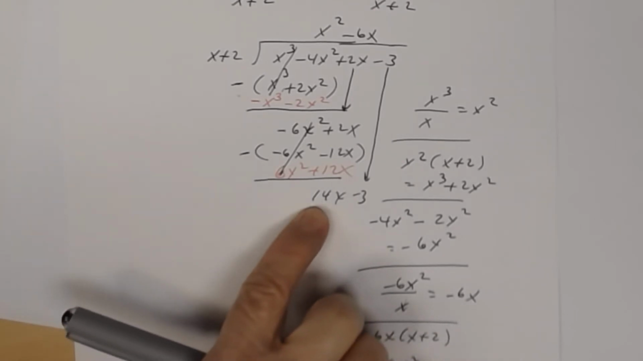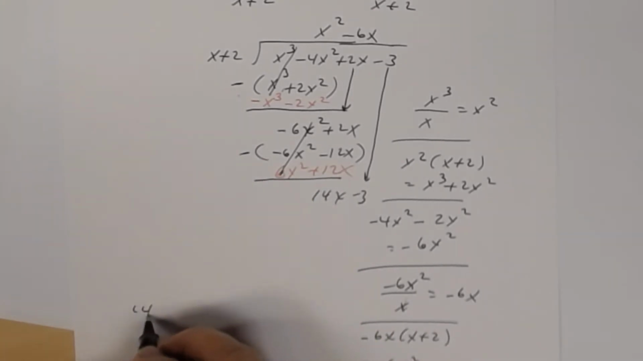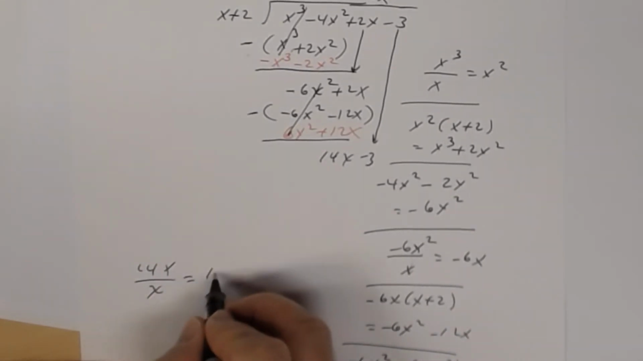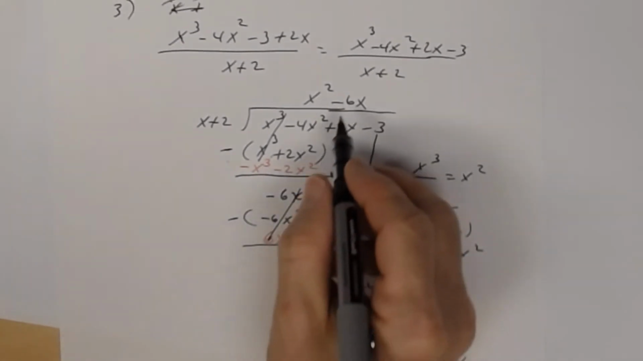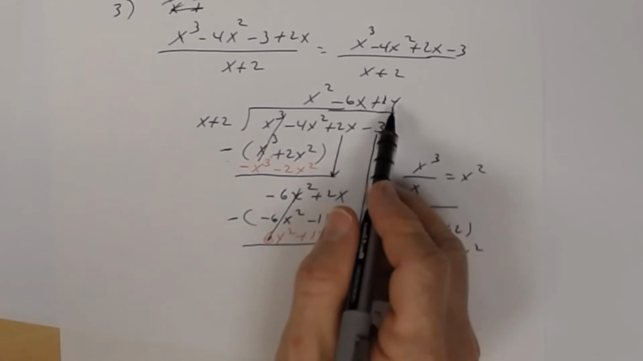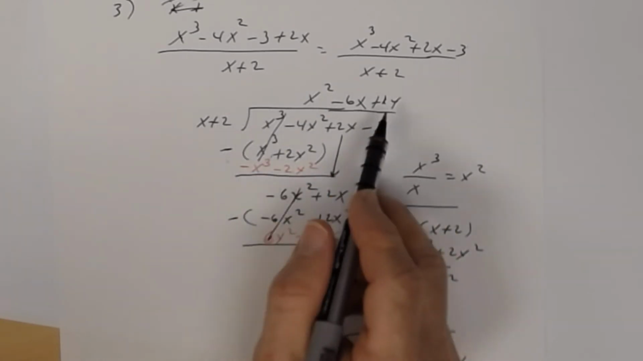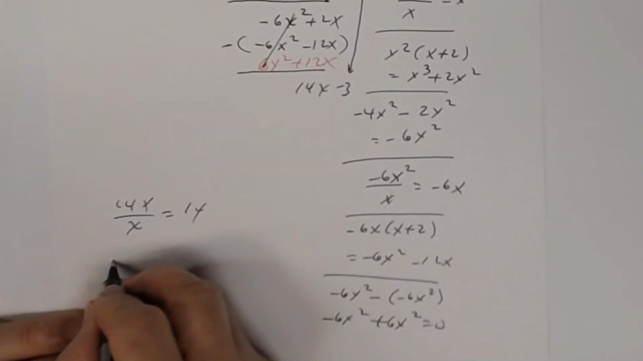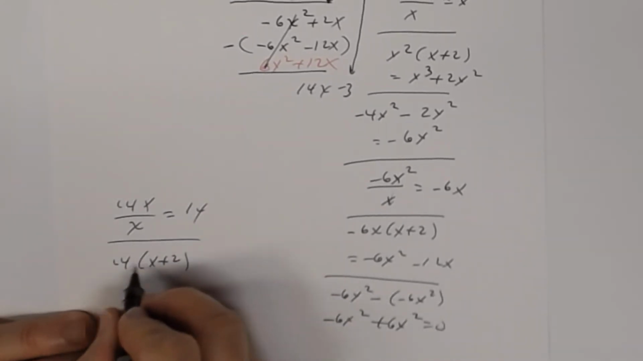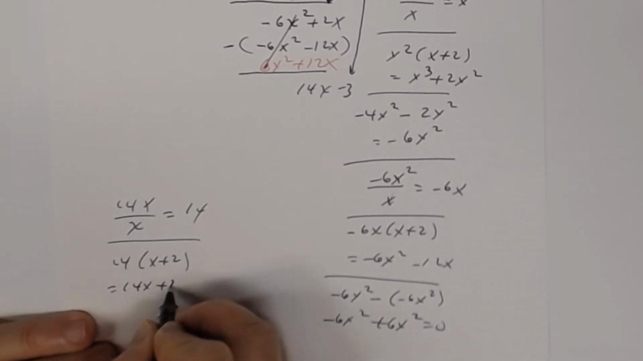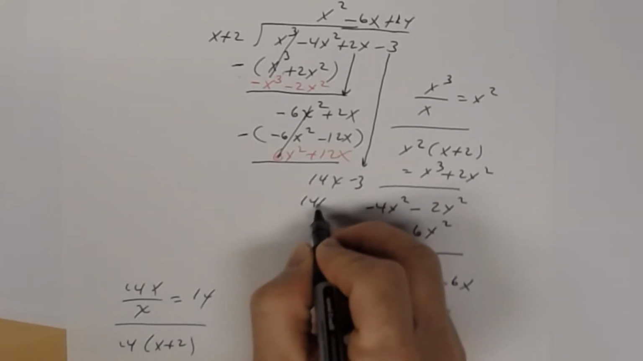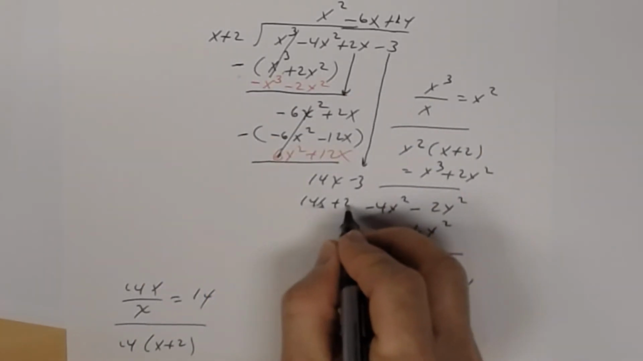So you take 14x divided by x, and 14x divided by x is just 14. And so that's going to go over the constant. So that's plus 14 right here. So you take that 14 now and you multiply by your divisor. 14 times x plus 2. That's what you say in your mind. And so 14 times x plus 2 is 14x plus 28. So 14 times x is 14x. 14 times 2 is a positive 28.